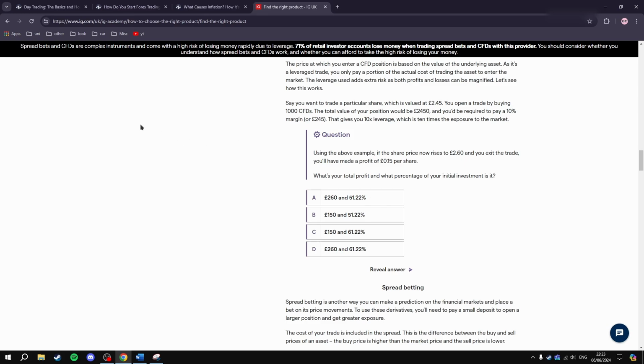Question: using the above example, if the share price now rises to 2.60 and you exit the trade, you have made a profit of 0.15 per share. What is your total profit and what percentage of your initial investment is it? Total profit is 0.15 times 1,000, so that's £150. What percentage of your investment is it? So you made a profit of £150 and your investment is £245.